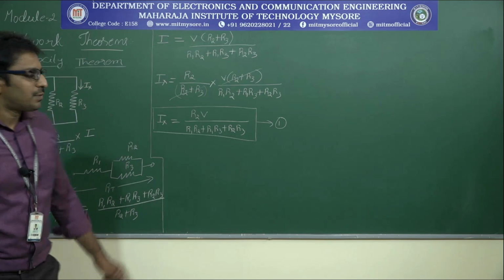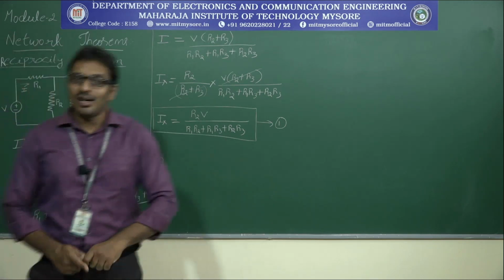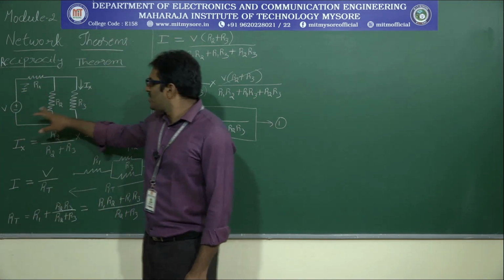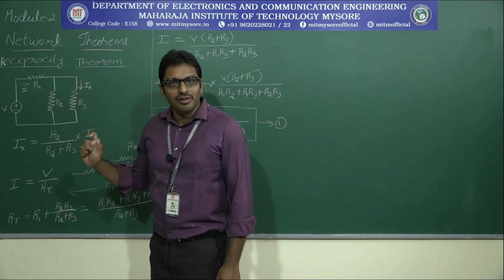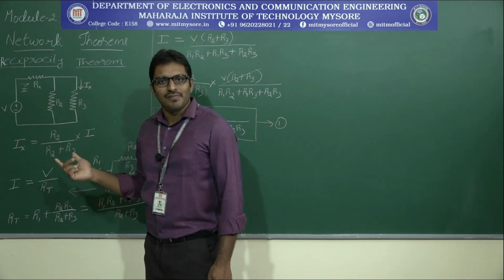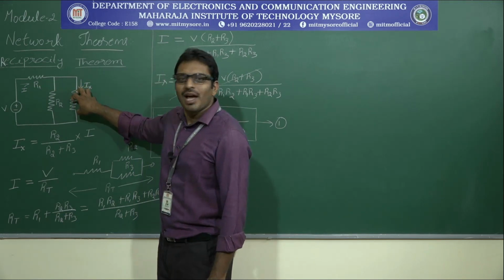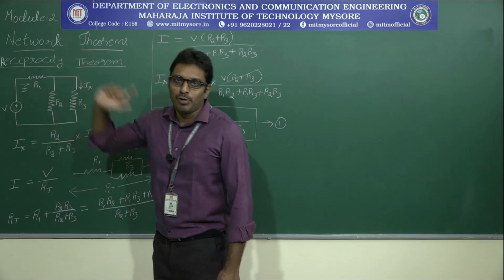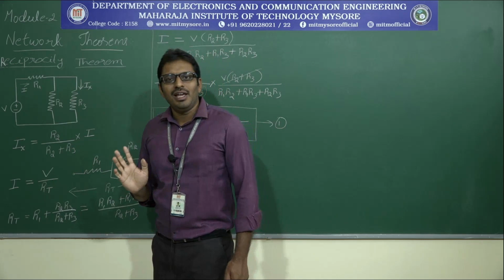So we derived the expression for Ix in the first case. This is case number 1, because the voltage source acting in the first branch produces a current Ix in the second branch. Now in case 2, what we are going to do? Just we are interchanging source and response. Just I am shifting this voltage source into this branch and I am finding the current in the previous position of the voltage source. If the current is the same, then the circuit is said to be reciprocal.